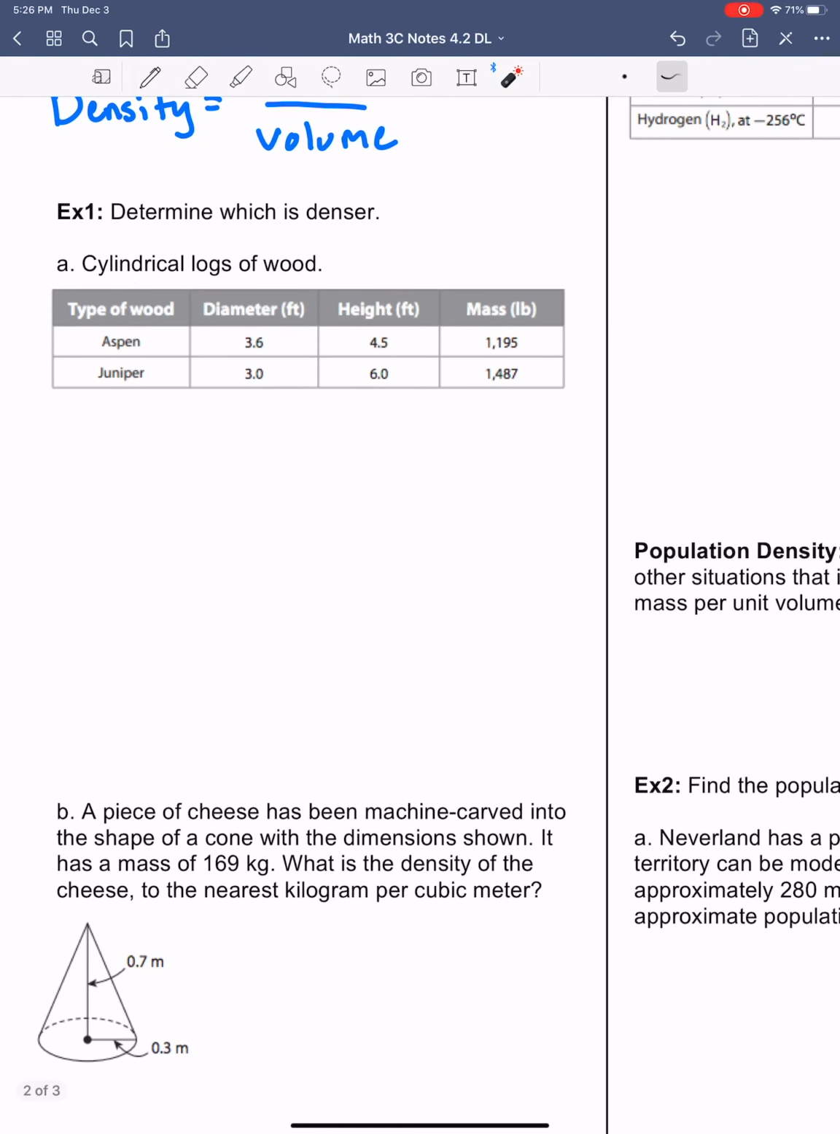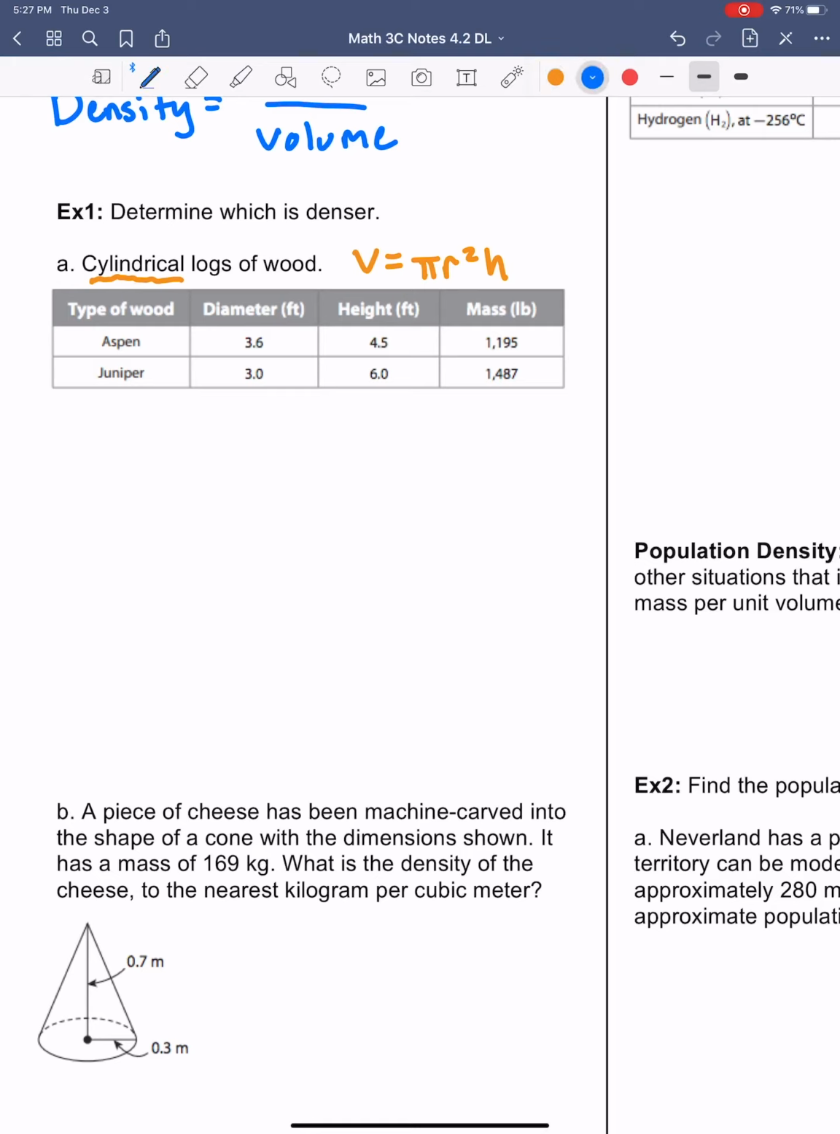It says determine which is denser. We've got these cylindrical logs of wood. So first we need to notice that these logs of wood are cylinders, and that's going to determine what our volume formula is, right? And so the volume formula for a cylinder is V equals pi r squared h. That's what we need for this problem because we're dealing with cylinders. And then they give us two types of wood here. We've got the aspen logs and the juniper logs, and so we're just going to go ahead and find the volume for both of those.